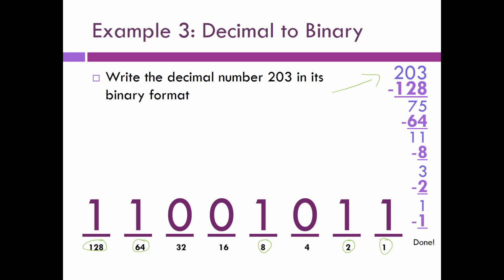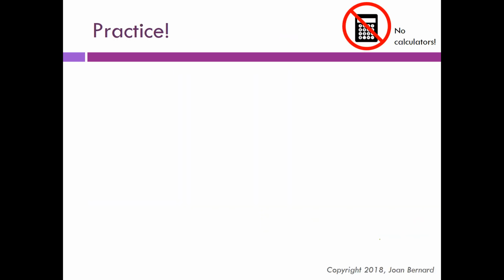Remember, when we're dealing with decimal numbers, the smallest number we can have for an 8-bit binary number would be 0, meaning all 8 bits would be 0, and the largest number would be 255, where all 8 bits would be 1s.